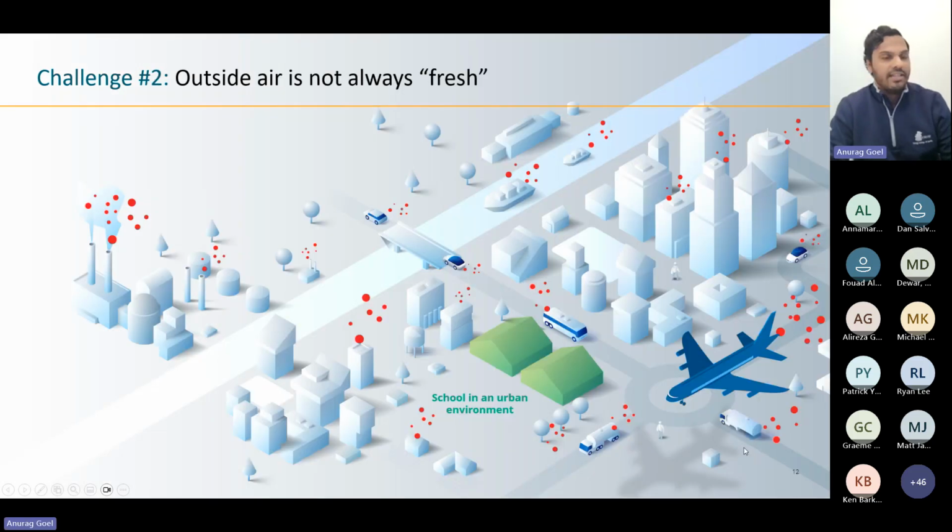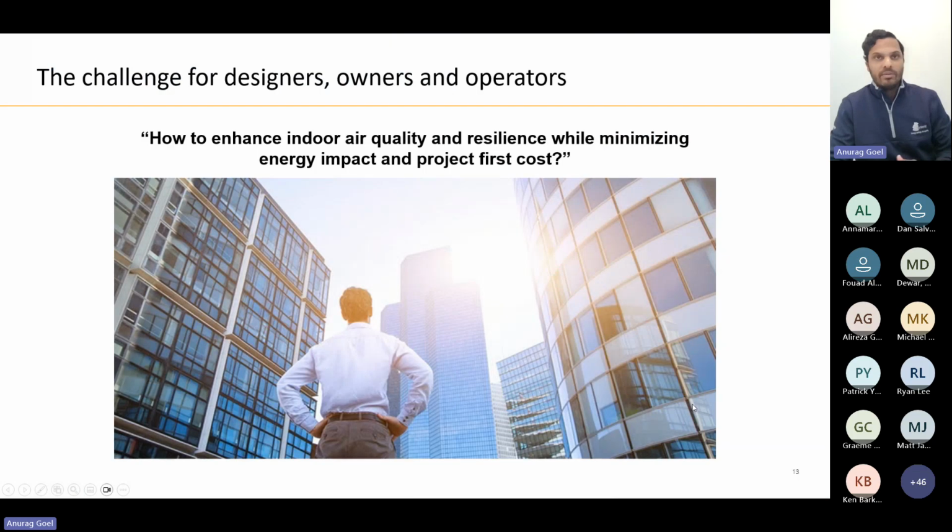The other challenge with using dilution as our solution to indoor air pollution is that outdoor air is not always so fresh. In this graphic, you see an example of outdoor contaminants coming from a variety of sources. Those could be carbon monoxide and other organic contaminants coming from combustion processes happening from cars, jet fuel from airplanes, additional contaminants from adjacent industrial properties around the project site. So really the challenge for designers, owners, and operators of the built environment is how do we enhance indoor air quality while being resilient to what's happening outdoors.